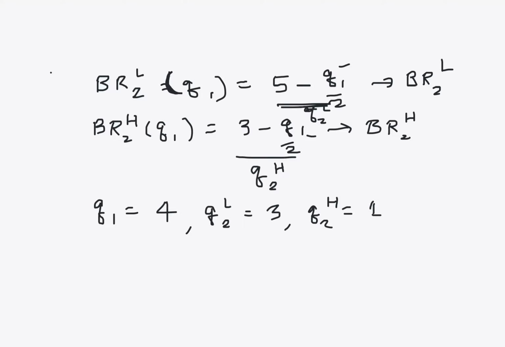So these are the equilibrium quantities, right? This is the Bayesian Nash equilibrium of the Cournot quantity computation with incomplete information. So in simple words, firm 1 produces 4 units of the good, whereas firm 2 produces 3 if its cost is low, and is going to produce 1 if its cost is high.